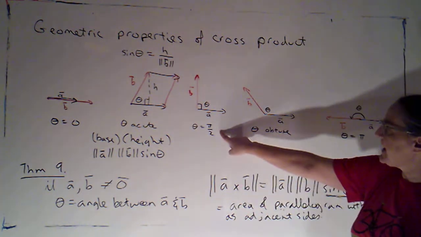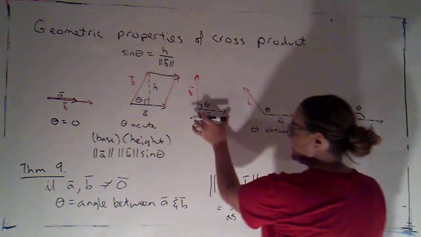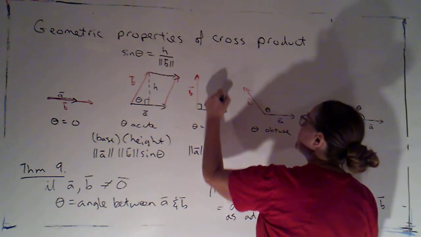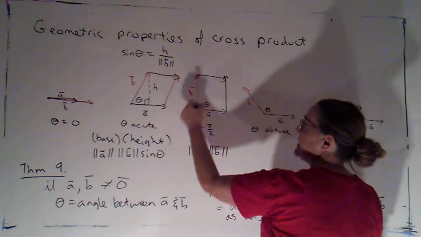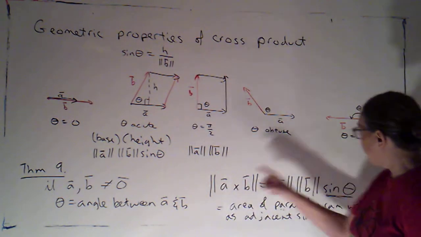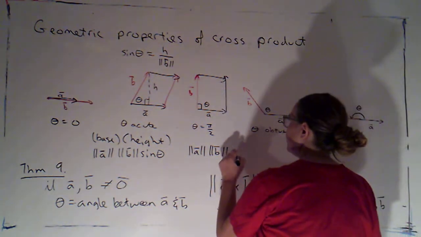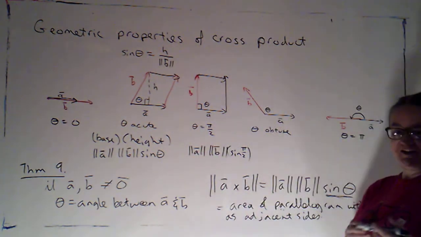Now in the case that theta is a right angle, the base would be the magnitude of A. The height would just be the magnitude of B, because now B is already perpendicular to A, but sine of theta, sine of pi over 2, would be 1. So that formula still works.